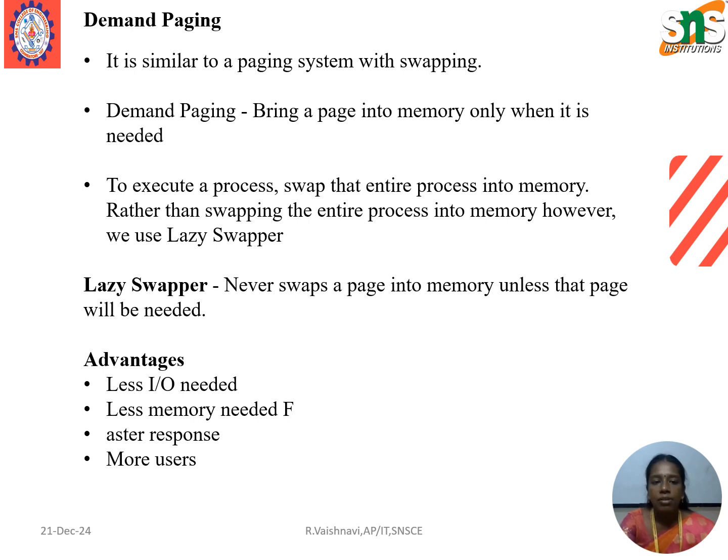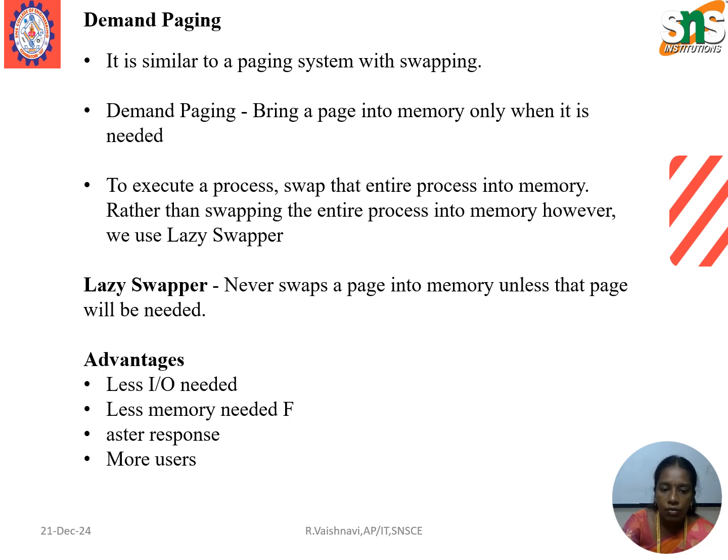Demand paging is similar to a paging system with swapping. Demand paging brings a page into memory only when it is needed. To execute a process, rather than swapping the entire process into memory, we use a lazy swapper. The definition of a lazy swapper: it never swaps a page into memory unless the page is needed.